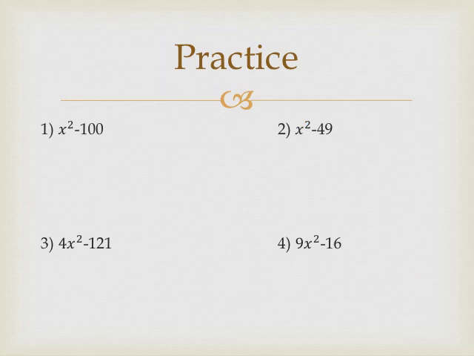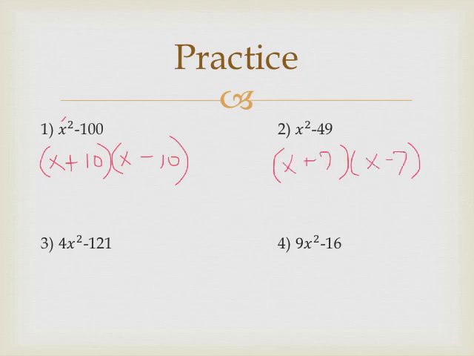Okay, so number 1 here, we have a difference of perfect squares. x squared is x times x. 100 is 10 times 10. This one is plus 10, minus 10. This one is actually the subtraction, so it's kind of like what we wanted to do on the previous one, but couldn't because it was x squared plus 100. Number 2, I think this actually showed up earlier somewhere today. This is x plus 7, x minus 7.